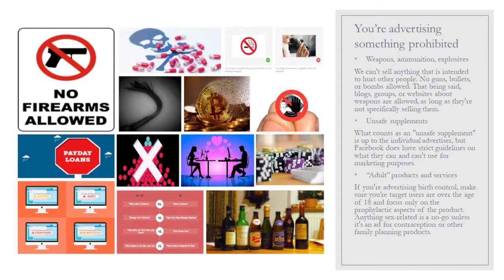Weapons, ammunitions, explosives. We can't sell anything that is intended to hurt other people. No guns, bullets, or bombs allowed. That being said, blogs, groups, or websites about weapons are allowed as long as they're not specifically selling them.